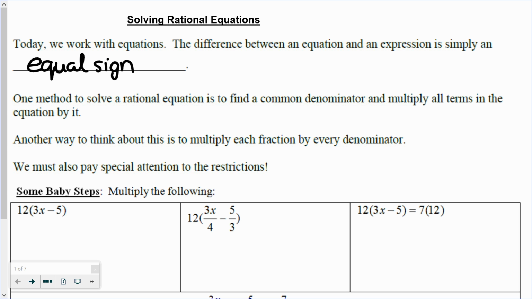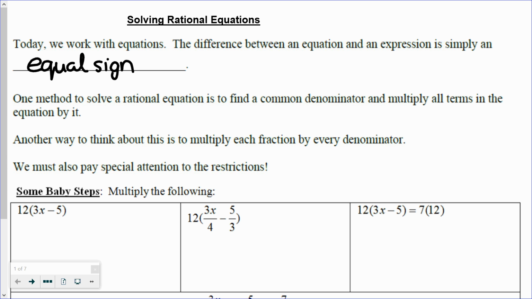Determine the common denominator. Best case scenario is the lowest common denominator. If you end up with any common denominator, it's still going to work. It just might make more work for you. So you want to try to find your common denominator. And your last bullet point says multiply all terms in the equation by the common denominator.